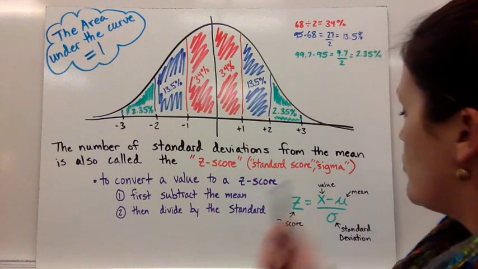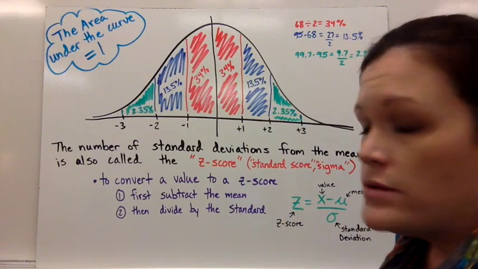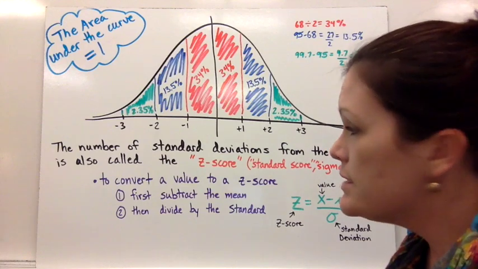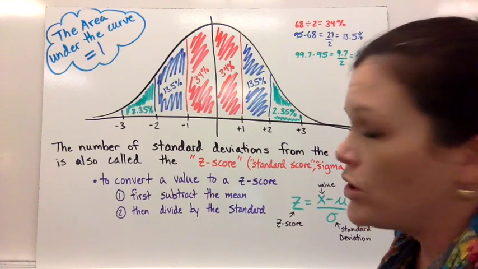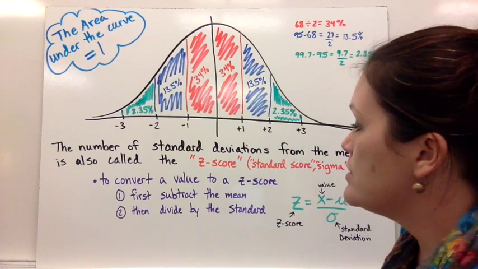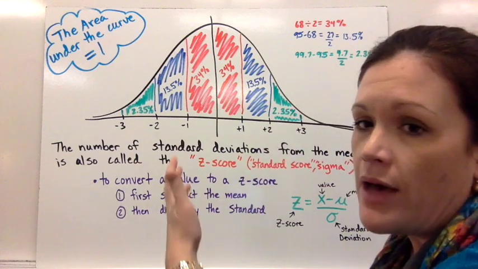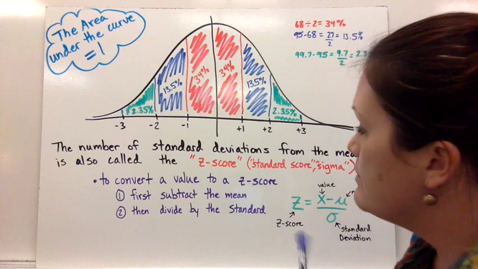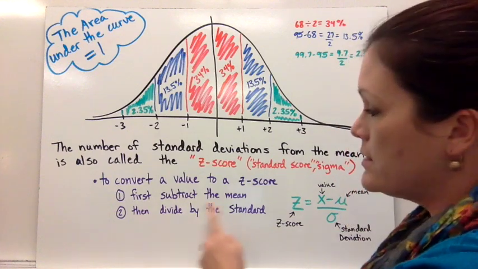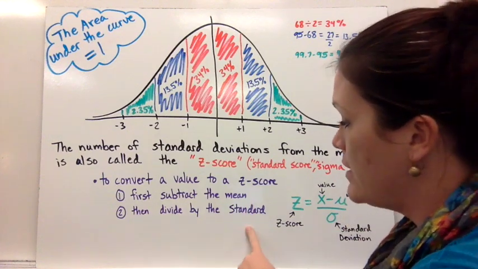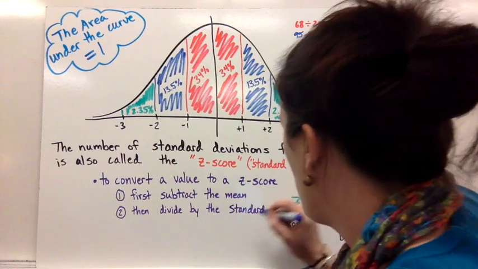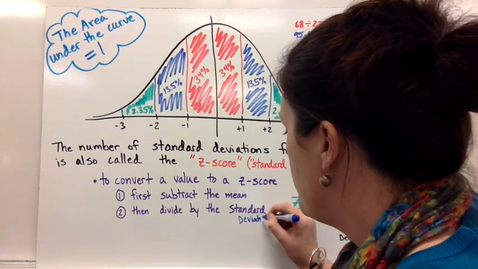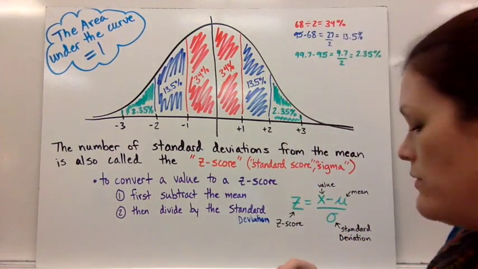And this is one more thing we need to write down, the z-score. The number of standard deviations from the mean is also called a z-score. To convert a value to a z-score, like if they give you a random value in your data and you need to know what that z-score is, a simple way to calculate it is to subtract the mean, divide by the standard deviation. Always keep a marker in case something's missing. That's supposed to say standard deviation.